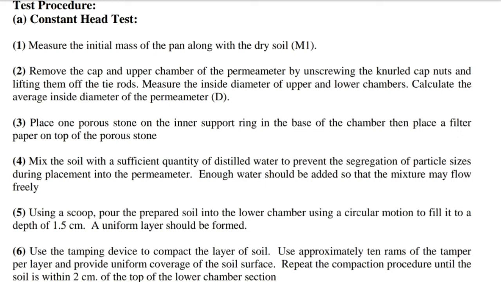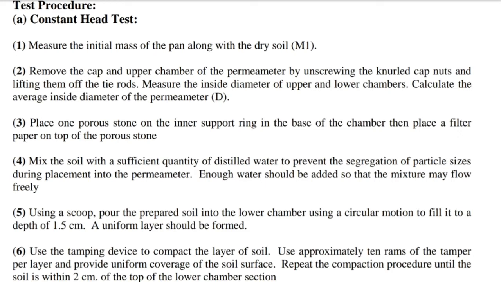4. Mix the soil with a sufficient quantity of distilled water to prevent the segregation of particle sizes during placement into the permeameter. Enough water should be added so that the mixture may flow freely. 5. Using a scoop, pour the prepared soil into the lower chamber using a circular motion to fill it to a depth of 1.5 cm. A uniform layer should be formed.